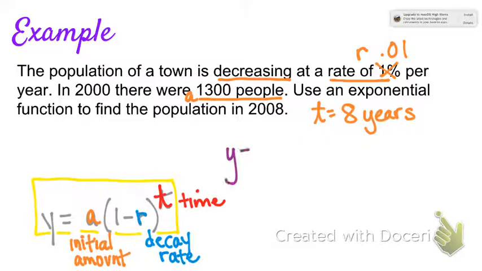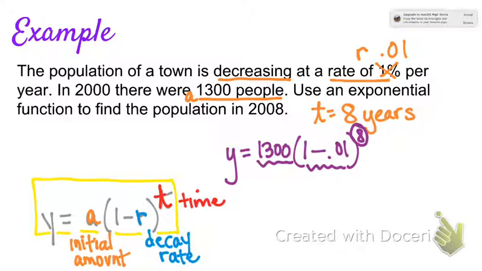So I have y equals the initial amount, which is 1,300, parentheses, 1 minus the growth rate or the decay rate, 0.01, and all that to the power of 8. You could solve this a couple different ways. You could use order of operations and first solve what's inside the parentheses and then put that to the 8th power and then multiply that by 1,300. Or you can enter it all into a graphing calculator or Desmos, and I'm going to show you how to do that.